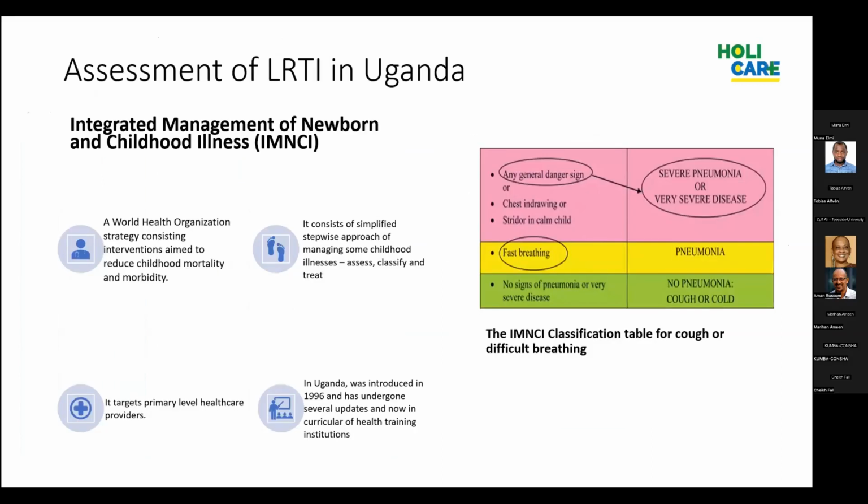For this reason, Uganda, like many other low-income countries, adopted the Integrated Management of Childhood Illnesses, which is a strategy set out by WHO to help lower-level healthcare workers to be able to assess and manage children easily. For example, for cough and cold, the health worker will have to examine the child and follow these steps to be able to decide whether the child has severe pneumonia or does not have pneumonia.